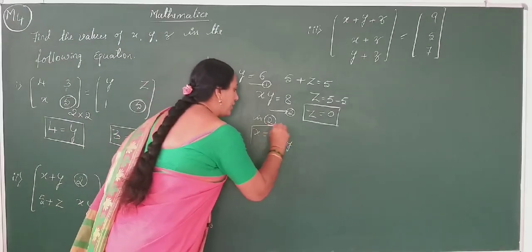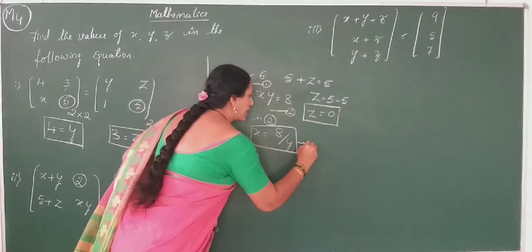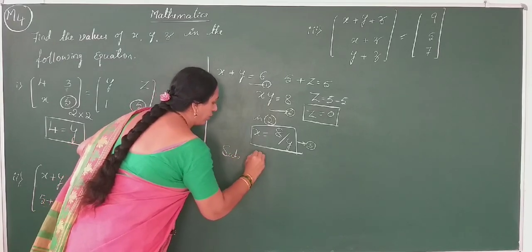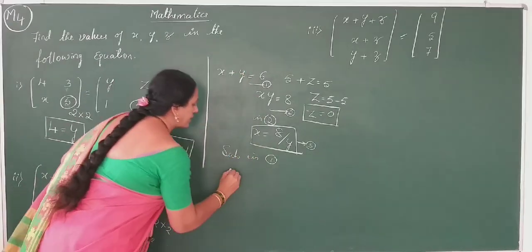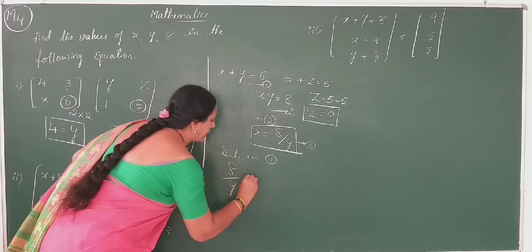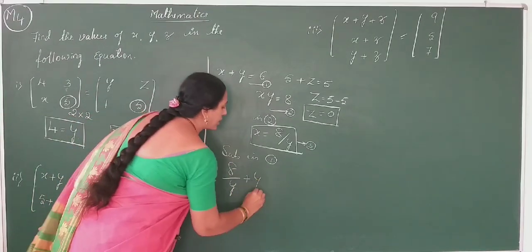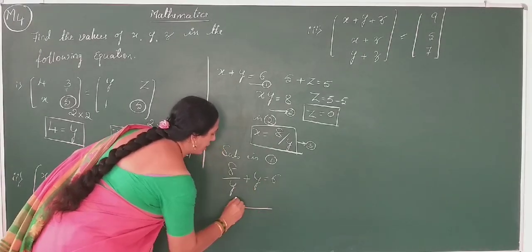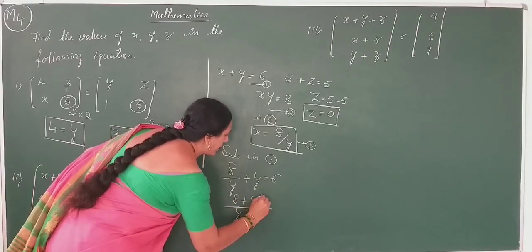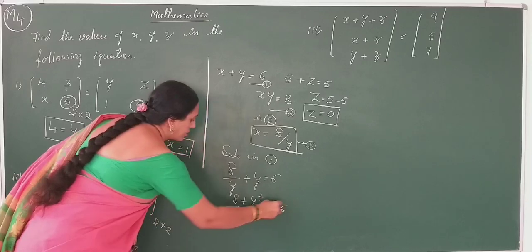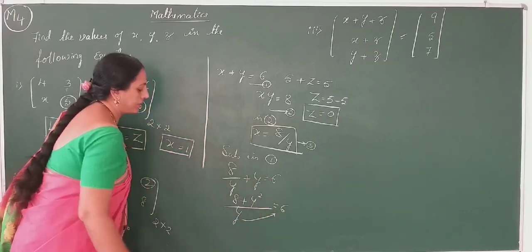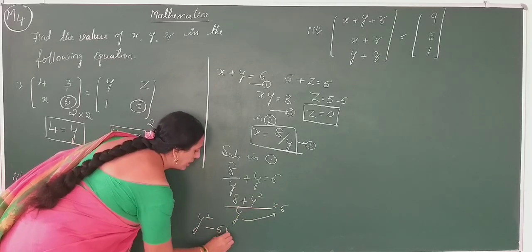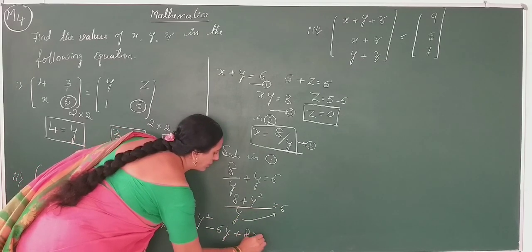Then such a value can be substituted in equation 1. Substitute in equation 1, that is x is nothing but 8 divided by y, plus y is equal to 6, then we will get an LCM. So numerator is 8 plus y square is equal to 6y. So cross multiply and represent on one side: y square minus 6y plus 8 is equal to 0.